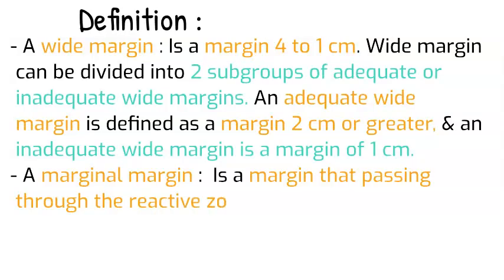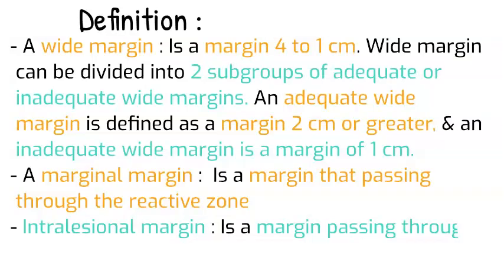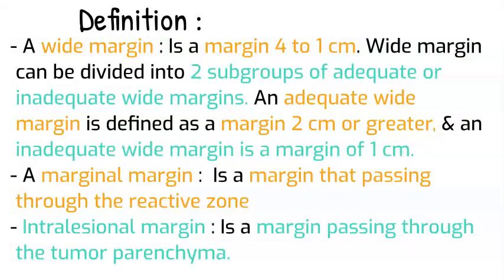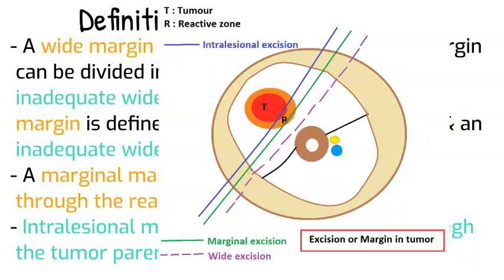A marginal margin is a margin passing through the reactive zone. Intralesional margin is a margin passing through the tumor parenchyma. Again, the excision or margin in tumor. You can see the tumor surrounded by the reactive zone. The intralesional excision involves the tumor. Marginal excision includes the reactive zone, and wide margin is away from the reactive zone.